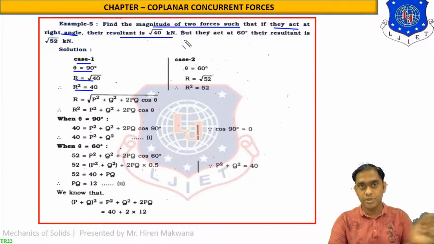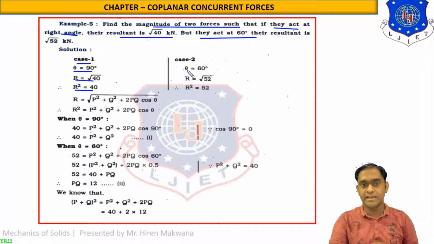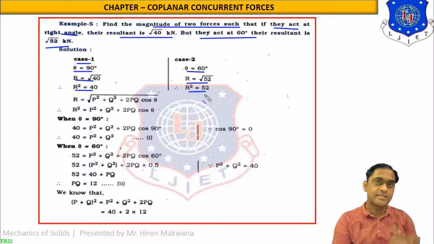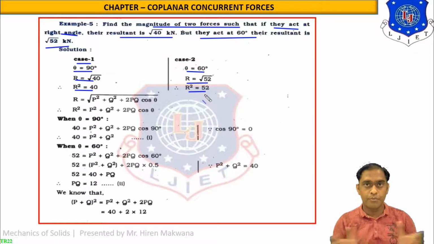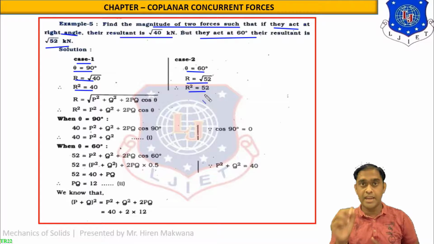Now case number 2. If they are acting at 60 degrees, so in case 2, theta equal to 60 degrees. Then the resultant is root 52 kilonewton. So R equal to root 52. You can consider R square equal to 52. So in the first case, R square equal to 40. In the second case, R square equal to 52. From both the cases, we have to find P and Q. So do something like that. Mathematically, you will find P and Q.